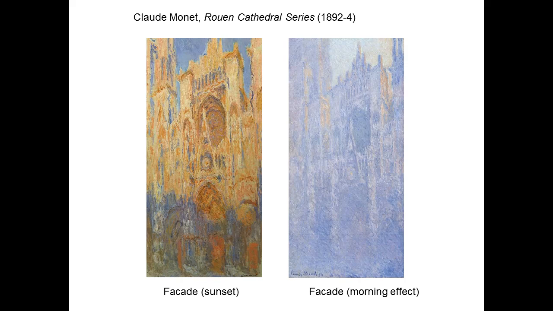As you can see from these two paintings from Monet's Rouen Cathedral series, the emphasis is very much on impression, colour, atmosphere, rather than on, in this case, the architectural detail of the cathedral. And you can hear the same sort of priorities in Debussy's and Ravel's music.